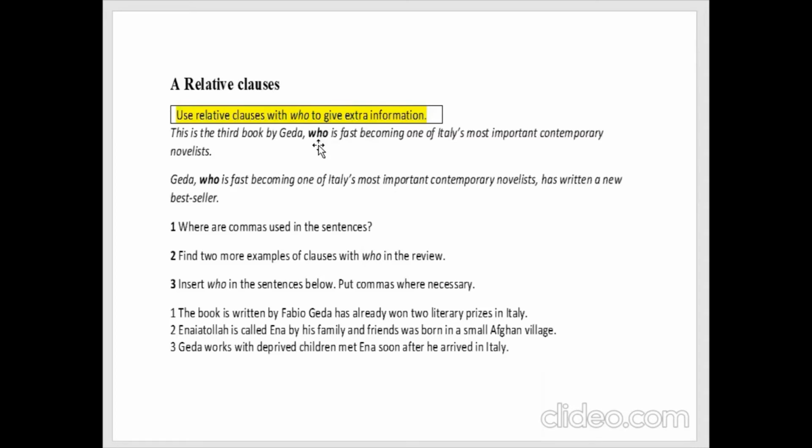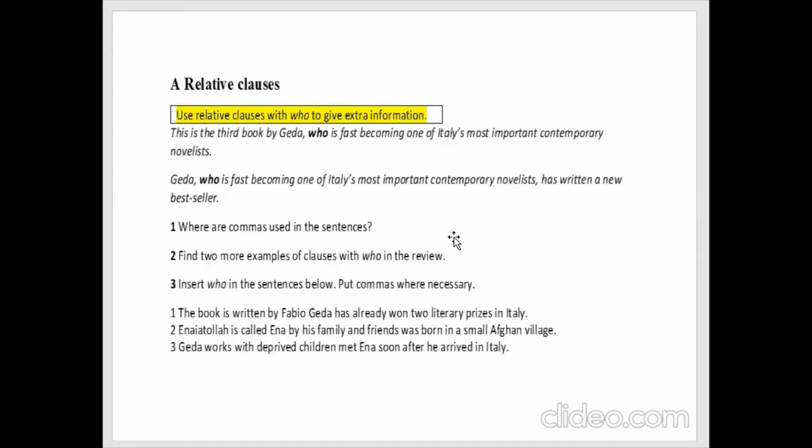So the additional or extra information is that this person is becoming more and more popular in Italy. Jeddah, who is fast becoming one of Italy's most important contemporary novelists, has written a new bestseller. Or you may use it like this. You also give extra information by using the pronoun who.